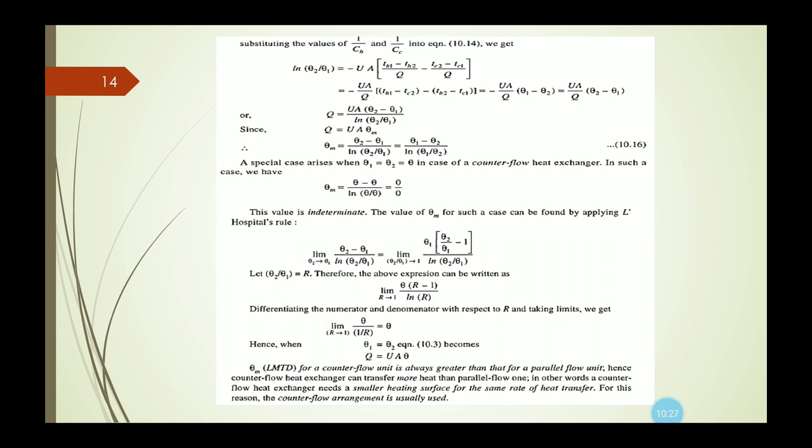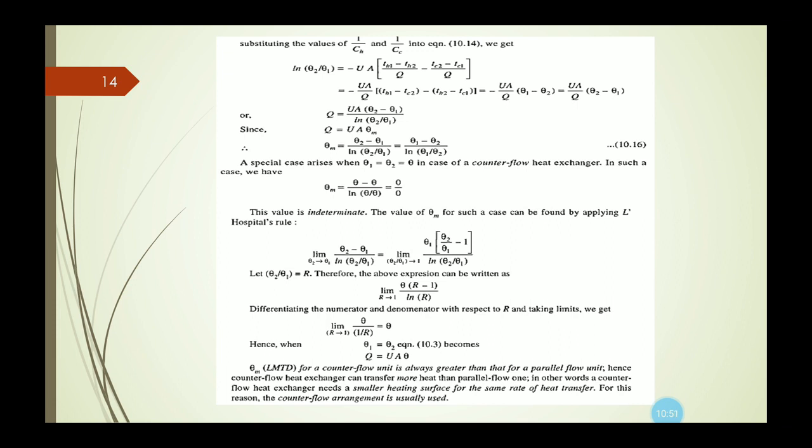Now, one special case will arise when theta 1 equals theta 2 equals theta in case of a counter flow heat exchanger. So in that case, we are having theta m equals 0 by 0, so this is indeterminate, or undefined.